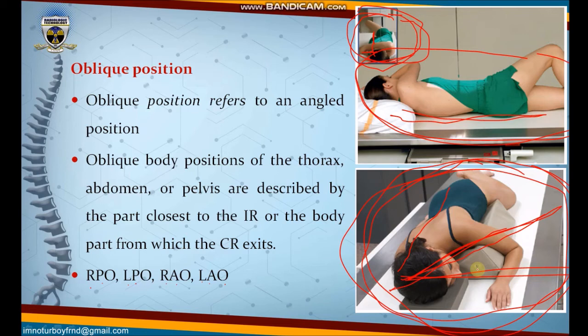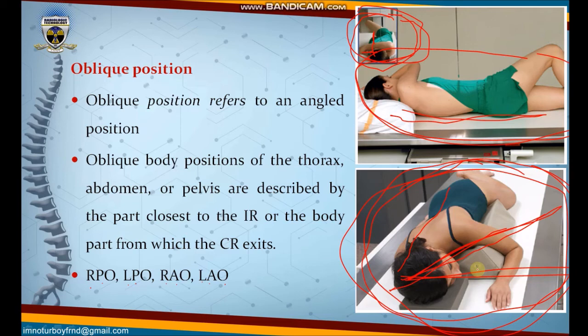So with that position, you are now in the LAO position. That means that the left side of your body, the left anterior side of your body, is placed much closer towards the IR, or the table, or the bed, in your case. So that is the left anterior oblique position.